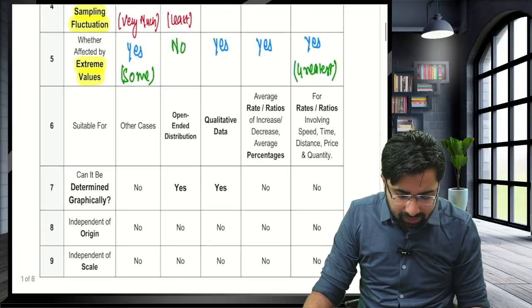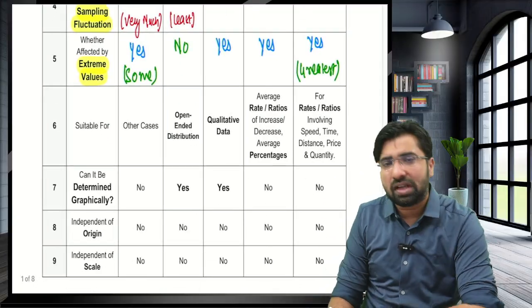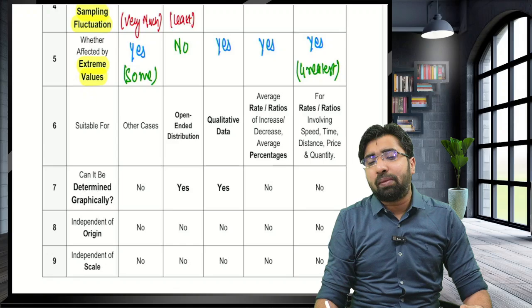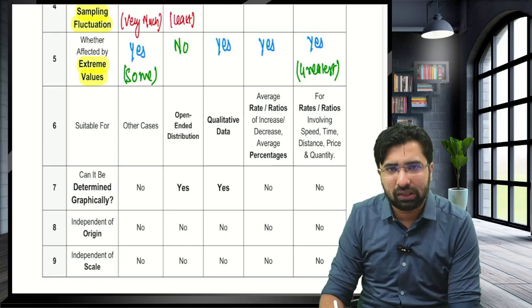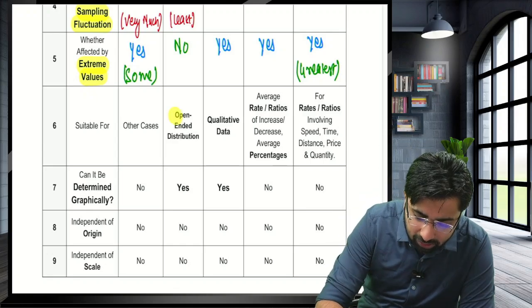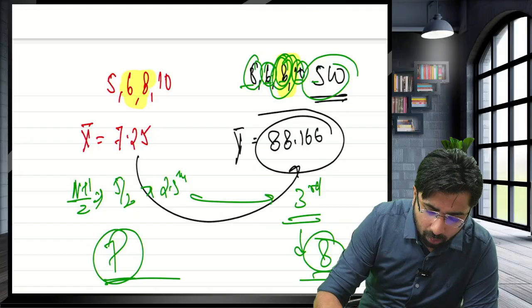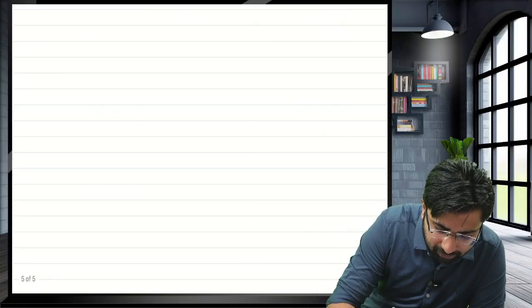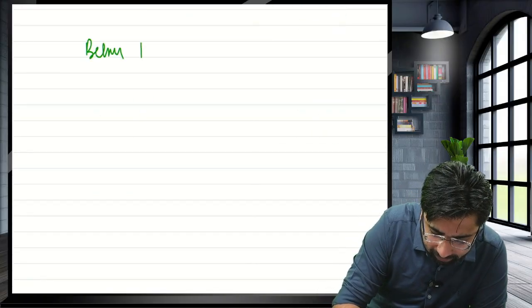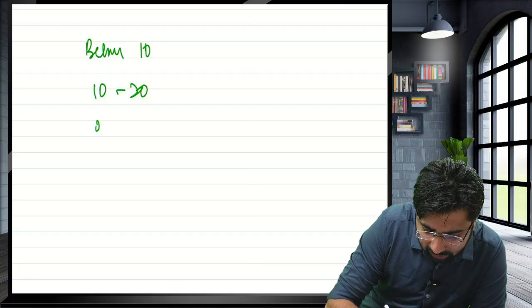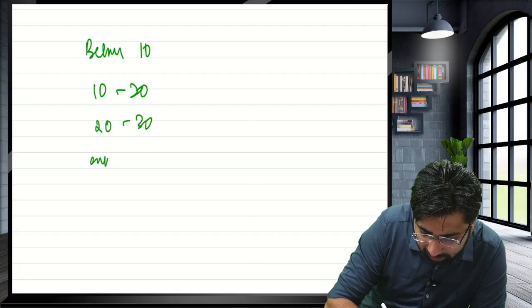Guys, now, suitable for which situation, guys? Usually I say the arithmetic mean is suitable in all cases, but, guys, specifically in case of open end intervals. Open end classification means, guys, if I'm saying below 10, 10 to 20, 20 to 30, above 30.